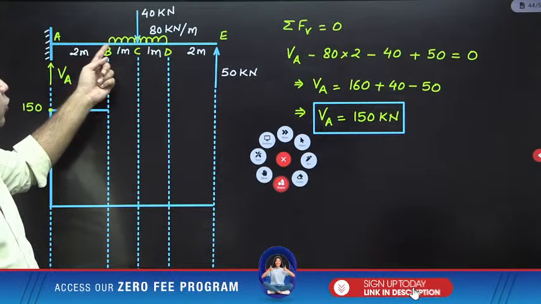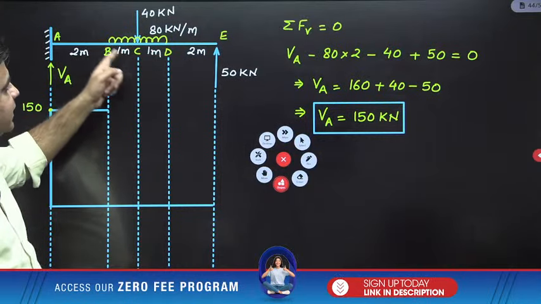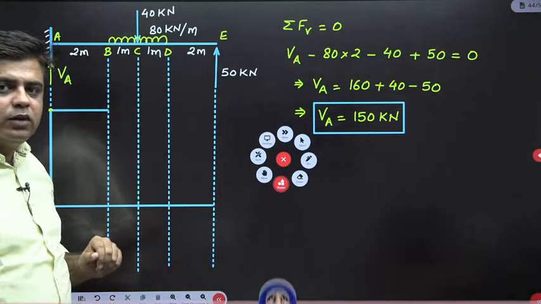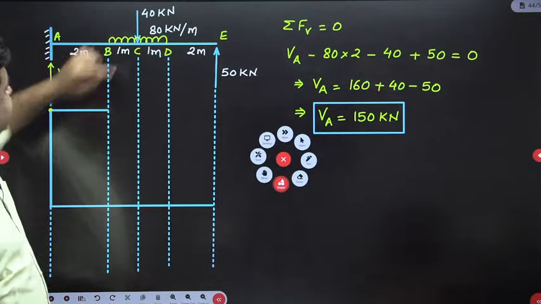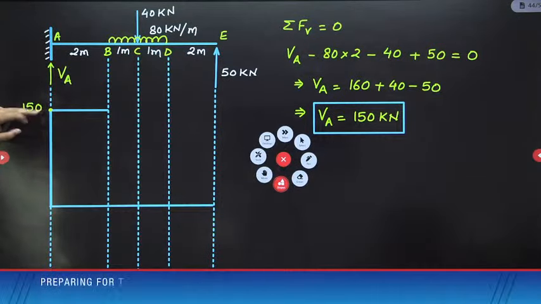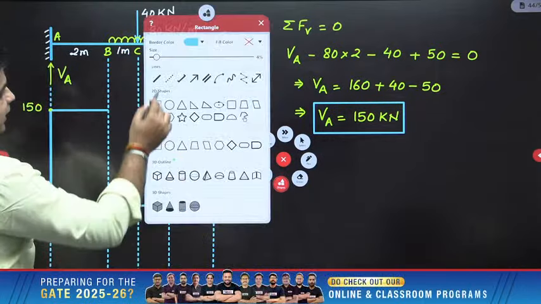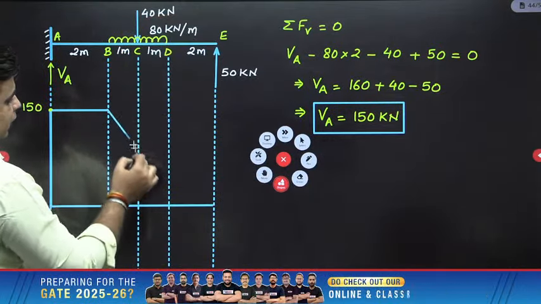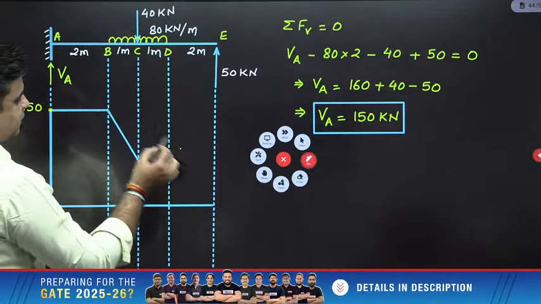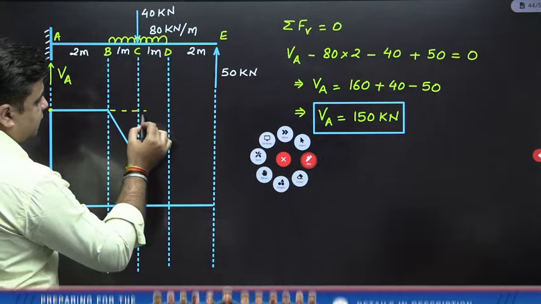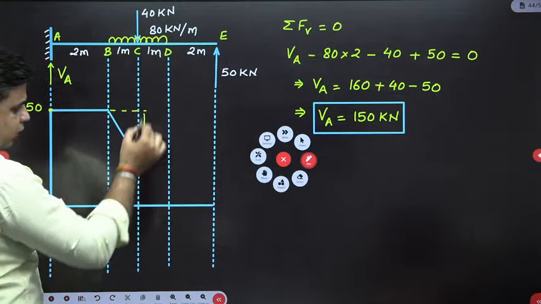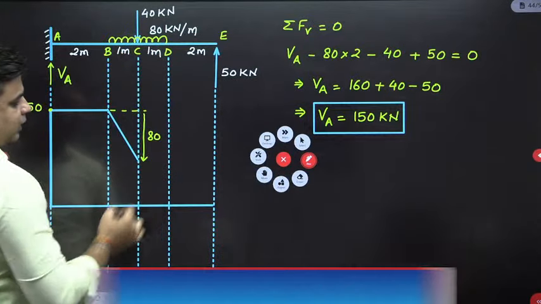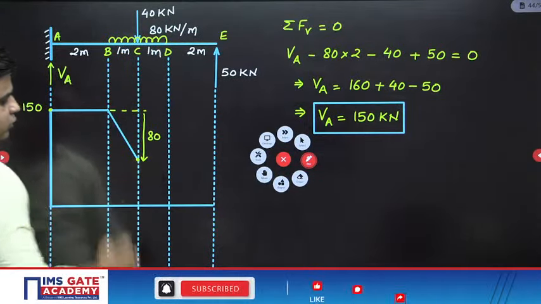From B to C, UDL is acting and this UDL is acting downwards. The magnitude of the total load due to UDL is 80 into 1. So I need to move linearly downward like this. Now what is this downward movement? This downward movement will be 80 into 1, that is 80. So what will be the value of this ordinate?